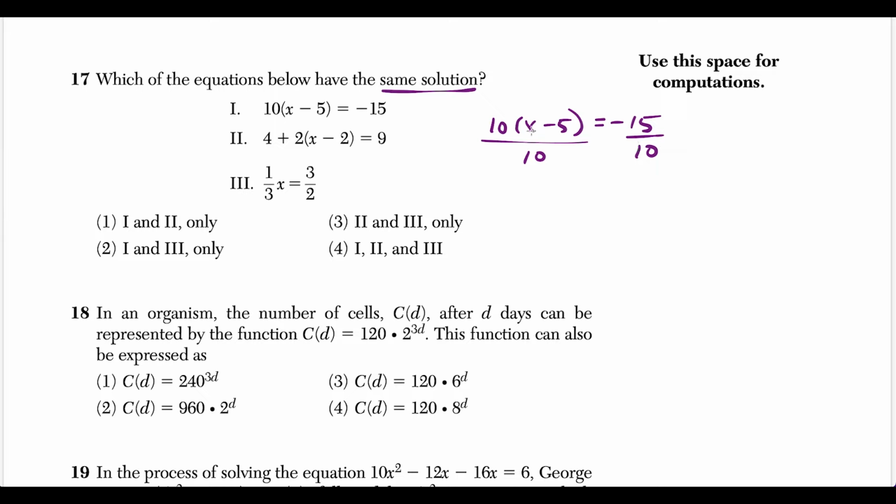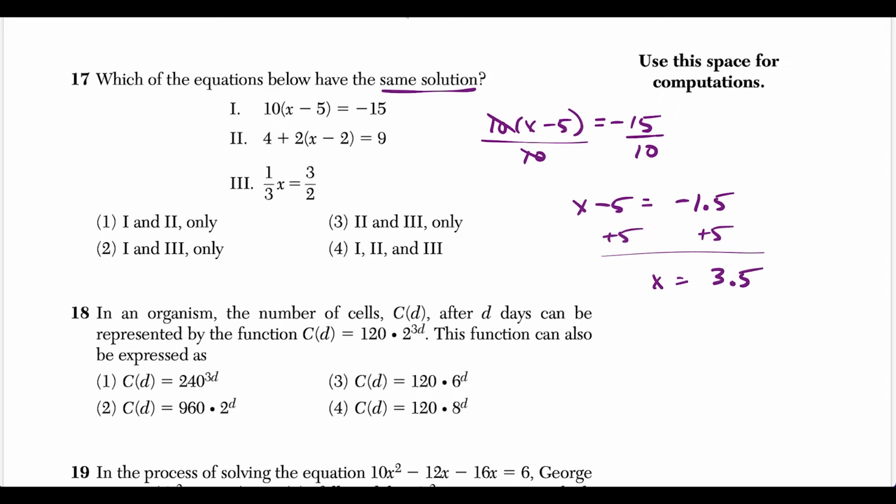We could divide by 10 first, and that's going to get the 10 over 10 to cancel, and then we'll have x minus 5 equals, and if you punch in negative 15 over 10, this simplifies to either negative 3 over 2, or you could simplify this to negative 1.5. So when you add 5 to both sides like this, you're going to get x equals negative 1.5 plus 5, which is going to give you 3.5. So now let's just make that a little bit neater. So this is going to be 3.5.